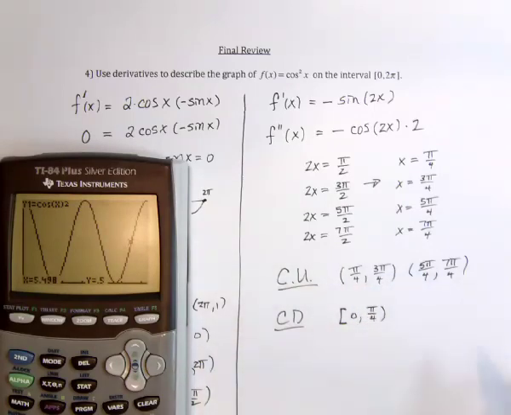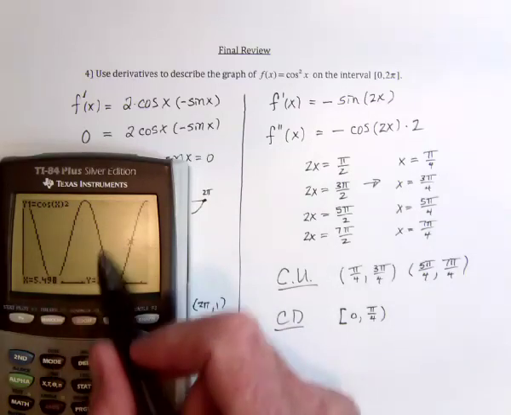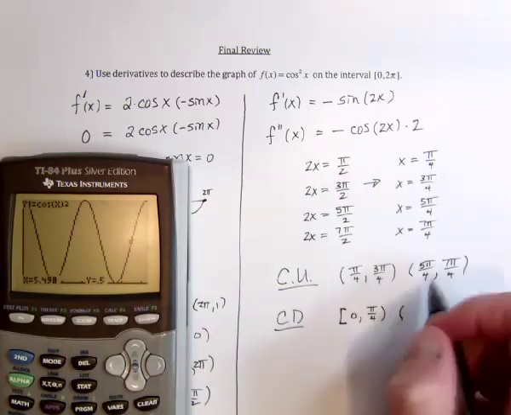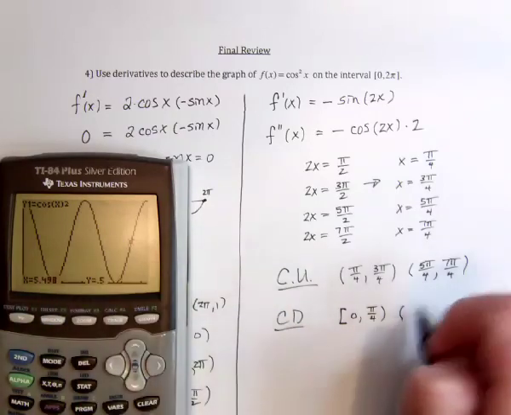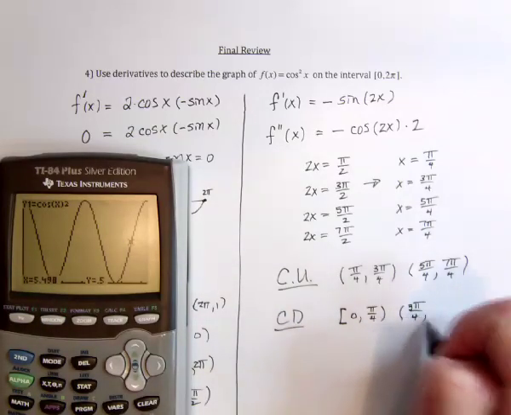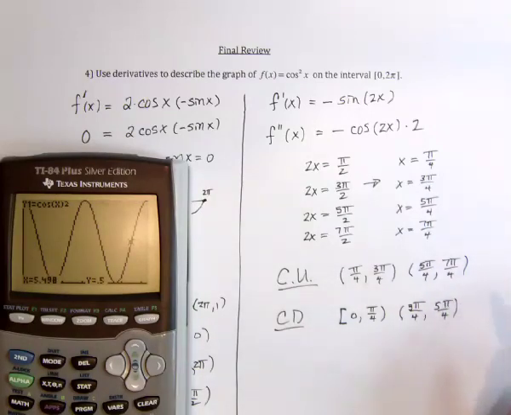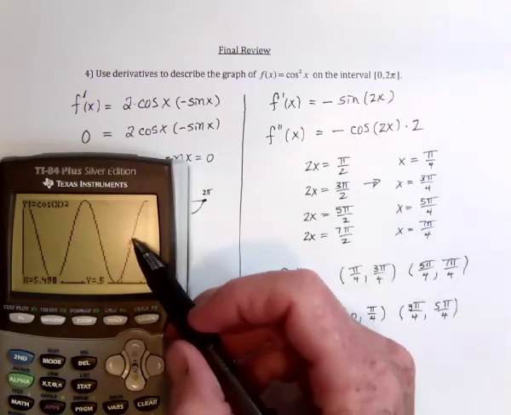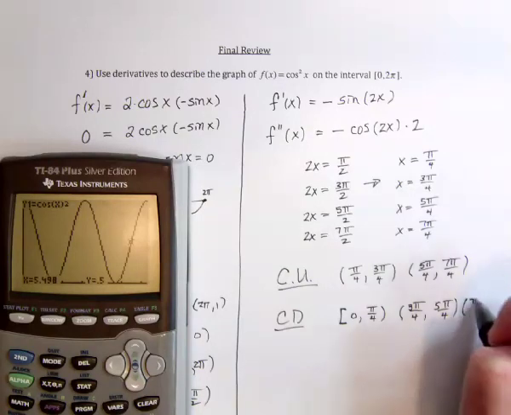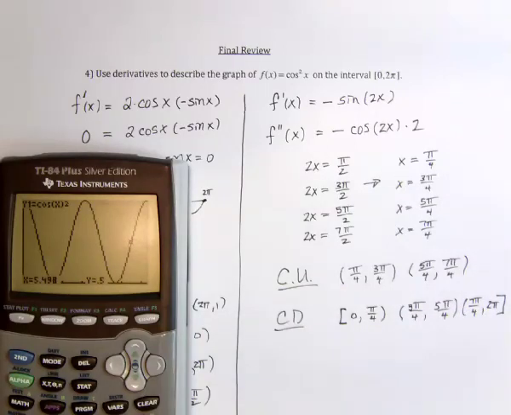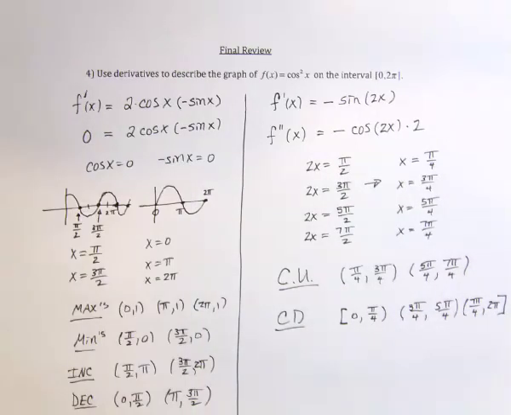We don't include because it's changing concavity there. It's the inflection point at pi over 4. And then in the middle, it's concave down. So that's from, let's see, this was pi over 4, so this is 3 pi over 4 and 5 pi over 4. And then this last part right here is also concave down. So that's from 7 pi over 4 to 2 pi, and do include it. And there's everything.